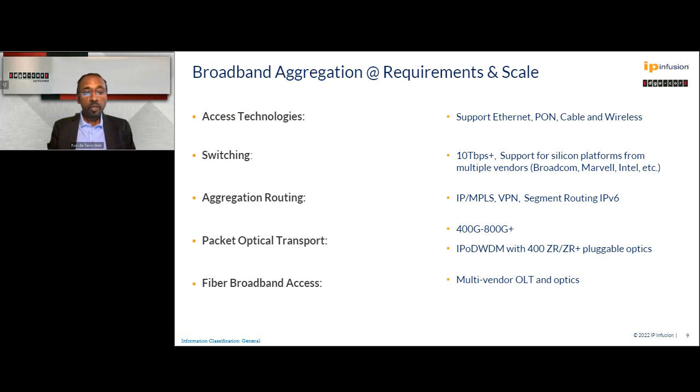In terms of fiber broadband access, not only do we need to have multiple vendors supported by the aggregation networks, we also need different PON technologies to be supported. For example, XGS-PON, GPON, and even with XGS-PON, the new technologies coming with 25 gig and possibly 50 gig in the future.